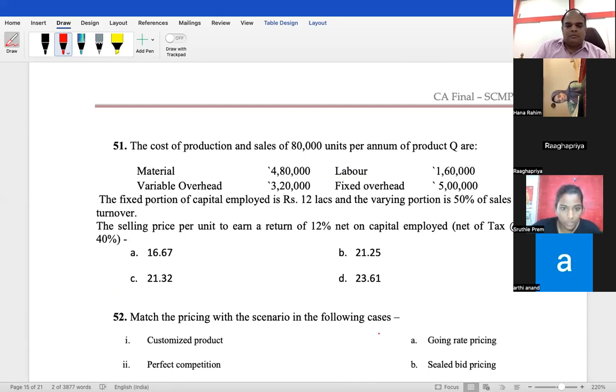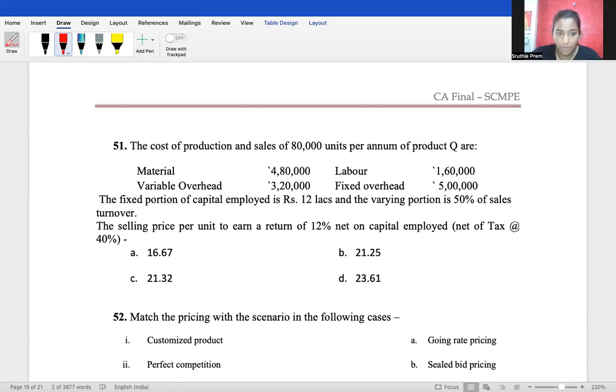The cost of production and sales of 80,000 units per annum of product Q are material 4,80,000, variable overhead 3,20,000, labor 1,60,000, fixed overhead 5 lakh. The fixed portion of capital employed is rupees 12 lakh and the varying portion is 50% of sales turnover. The selling price per unit to earn a return of 12% net on capital employed, net of tax rate at 40%, is dash.